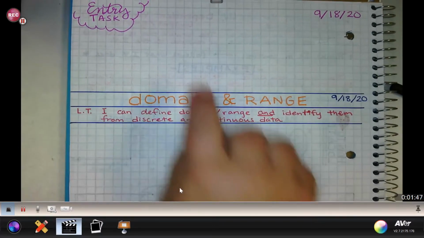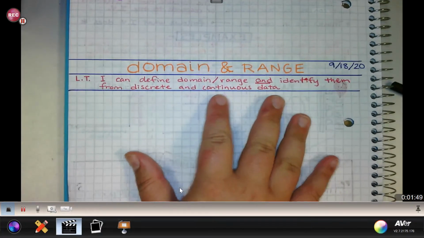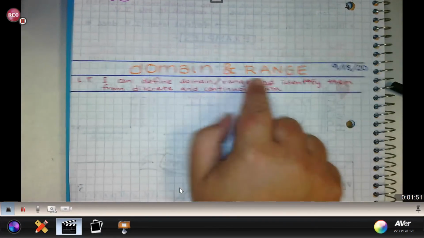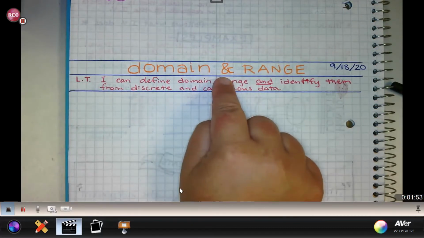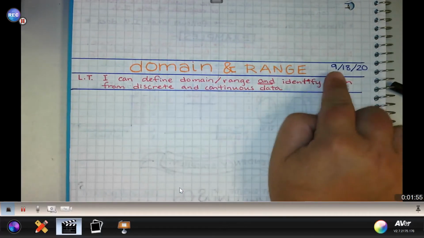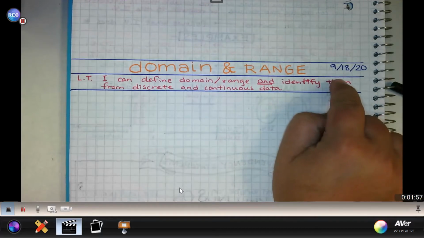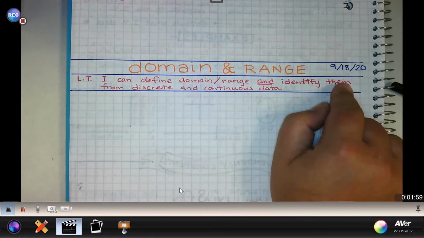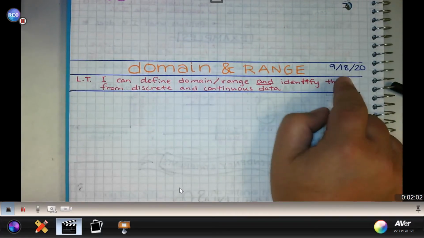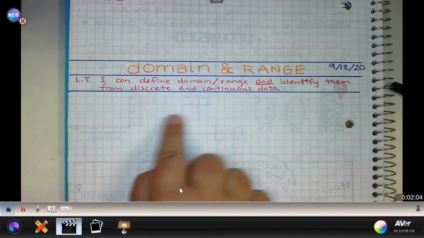So over here under our entry task, I now have our title, which is domain and range. That's just an ampersand. You can write the word and or like a plus sign, I don't care. And remember, we date it for the next time we're going to have class, which for this class right now is going to be the 18th.